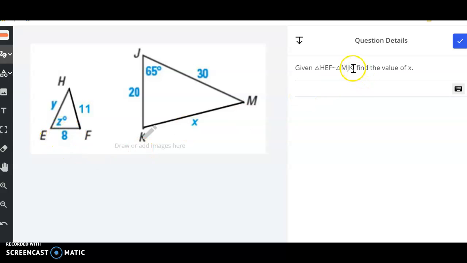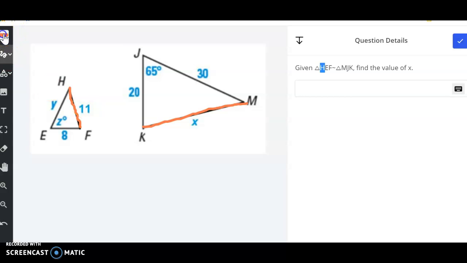So come over here to the similarity statement, and X is on side KM. So K being the last letter and M being the first letter. So KM is going to go with F is the last letter, and H. So FH. So it actually goes with this side, which you probably would not have guessed.